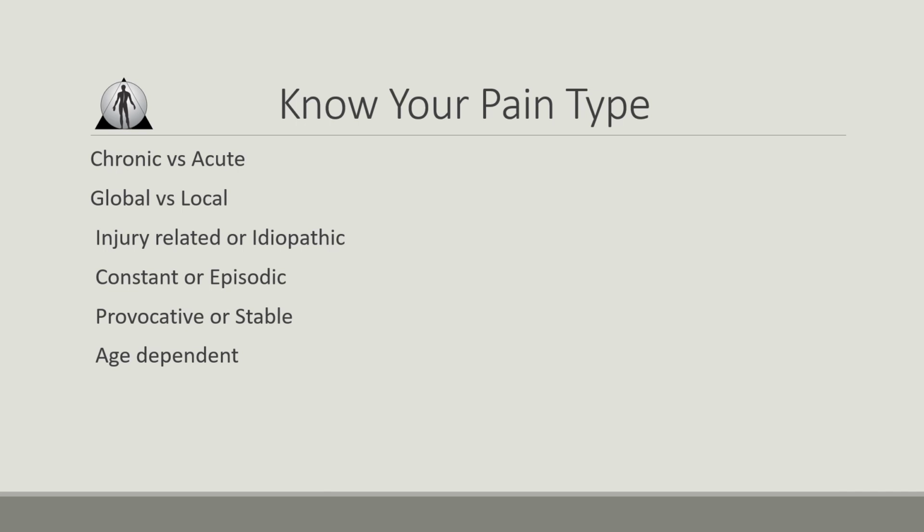Is it provocative? Can I make it better or worse? Or is it relatively stable? It's just always there. It doesn't get better, doesn't get worse as time goes by. And lastly, is it age dependent? Meaning that are we noticing more and more things happening as we get older? And a lot of you are probably saying, well, that makes sense, but not necessarily. Some folks age gracefully and others don't. So we have to look at the effective age and how inflammation impacts that today as well.